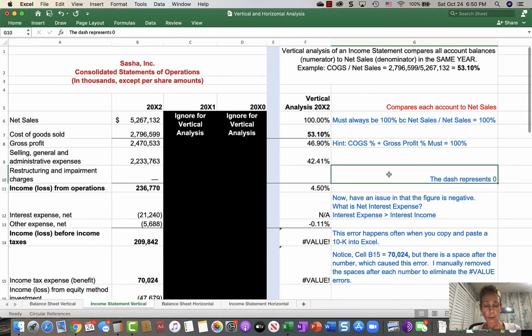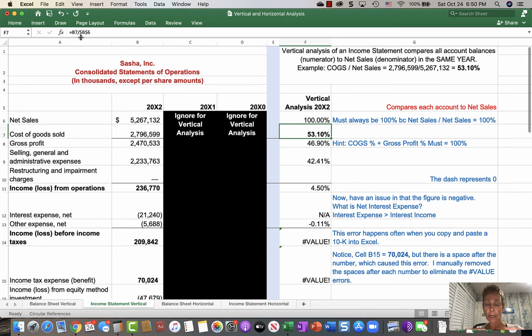Okay, so coming down, I just copied the formula. We should have the same. Notice we have the same dollar sign in our formula that sort of locks us down, or anchors, I think is the word that most people use. It anchors net sales as the denominator, so the formula doesn't move. Okay, so where are we? Let's come down to here.